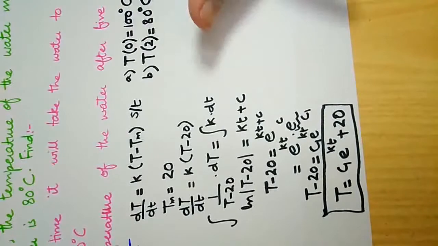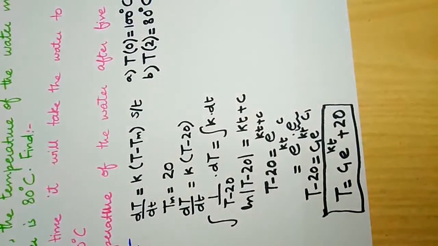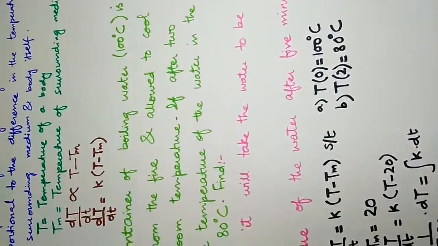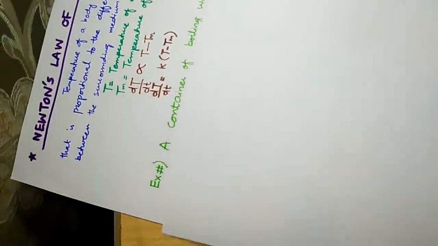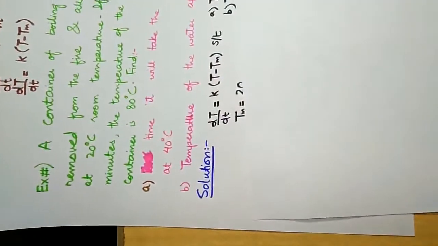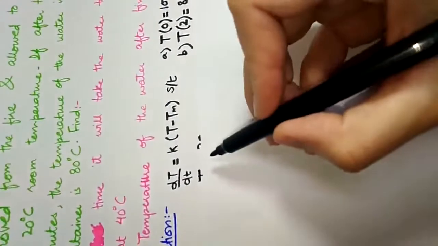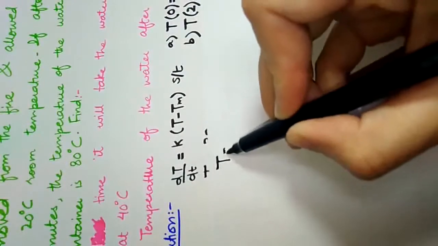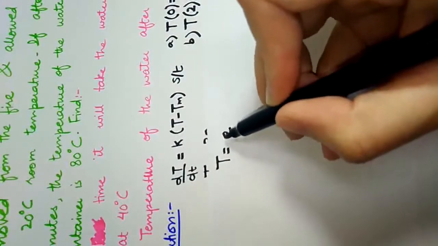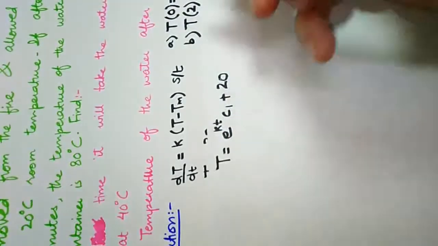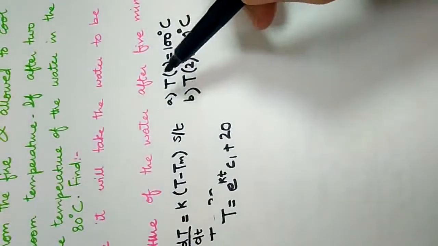So this is the general solution of Newton's law of cooling. Now we are applying the initial condition and boundary condition. I am doing it on the next page so that you can understand it. So our solution is T equals c1 e to the power k into t plus 20, the surrounding medium. This is the solution, and these two are conditions.